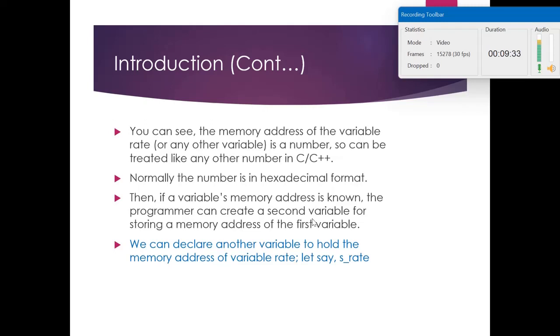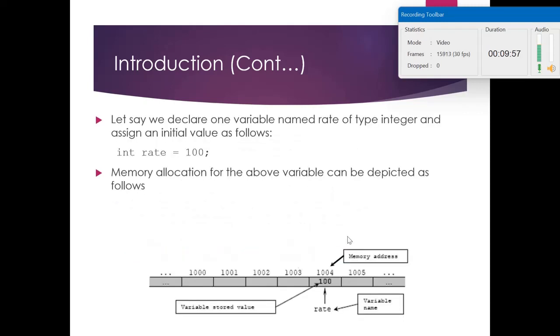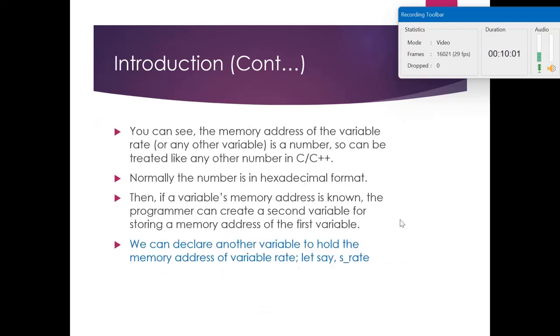You can see the memory address of this variable rate, or any other name we can use. Here we have used rate as a number, so it can be treated like any other number in C++. Normally the number is in hexadecimal format. Here this address is a number in hexadecimal format.